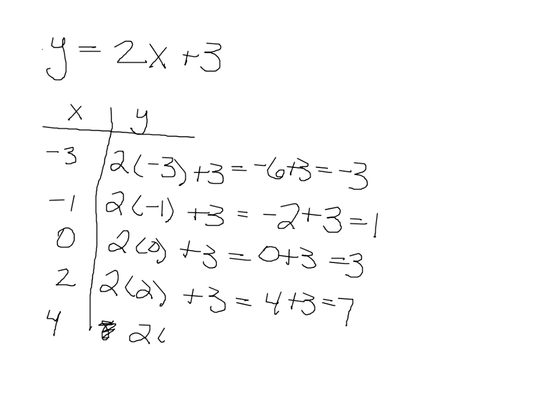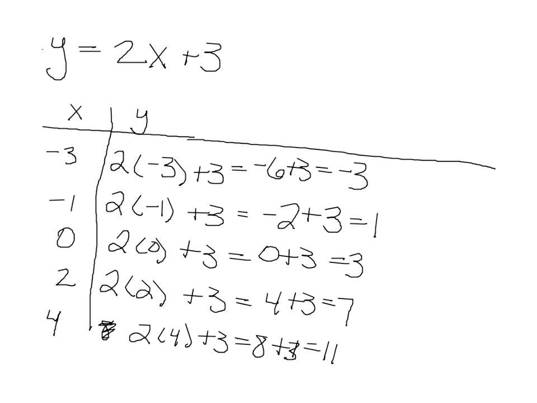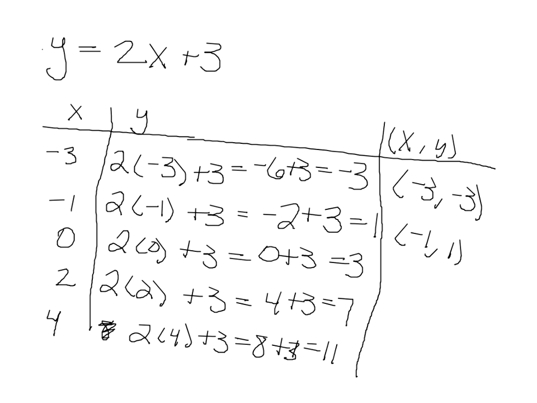And finally, 2 times 4 plus 3 is 8 plus 3 equals 11. So I get 4 ordered pairs. So what I'm going to do is bring this over here, and the actual xy pairs are going to be minus 3, minus 3; minus 1, 1; 0, 3; 2, 7; and 4, 11. So there's my ordered pairs.